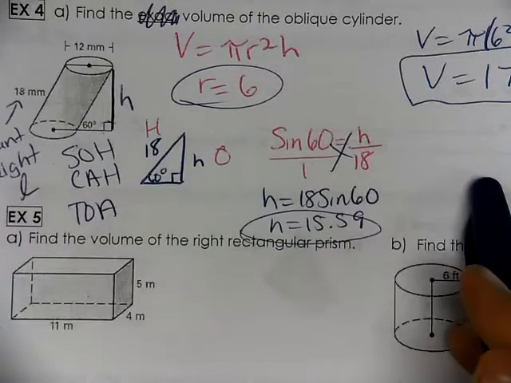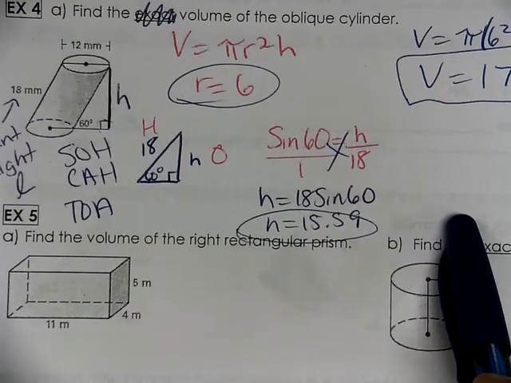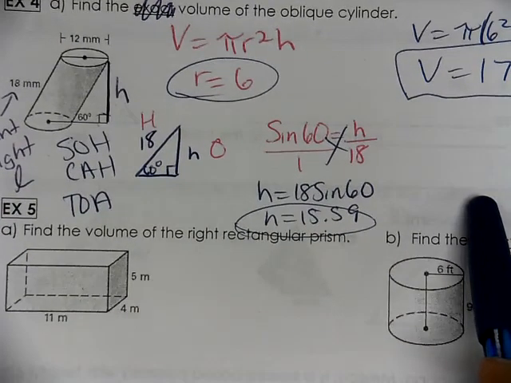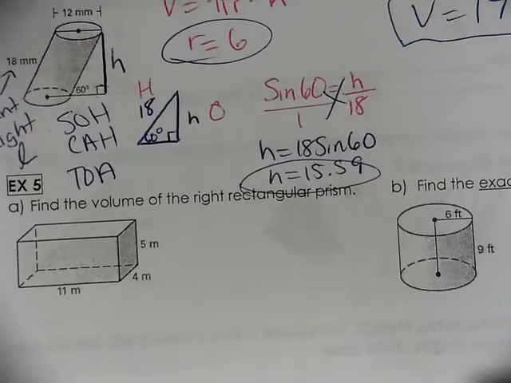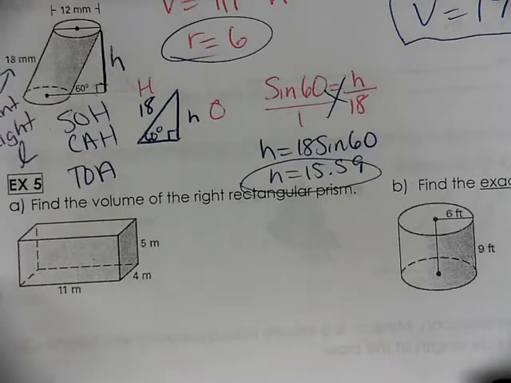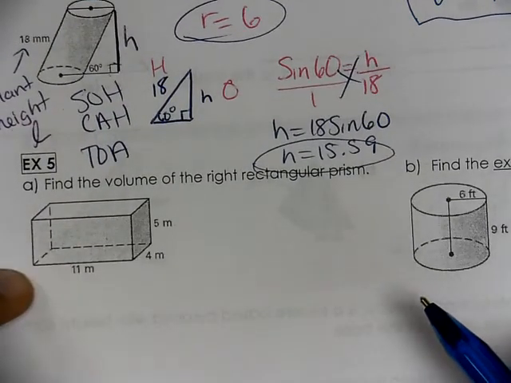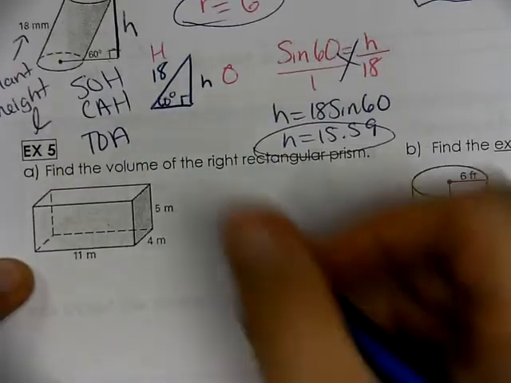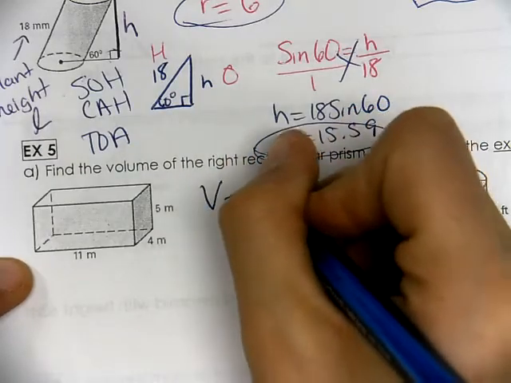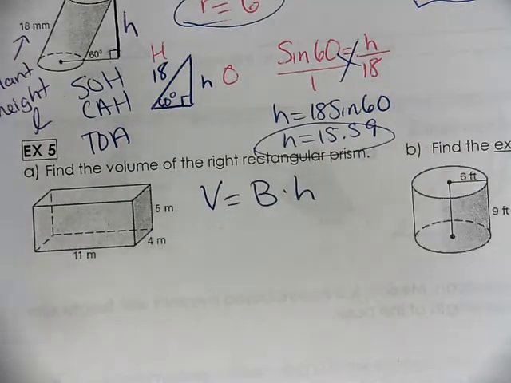There's only one of these on the quiz. But this definitely shows up again tomorrow when we do pyramids and cones too. Questions? 5A is by far the easiest one you'll see. It's a right rectangular prism. So the volume here is the area of the base times the height.